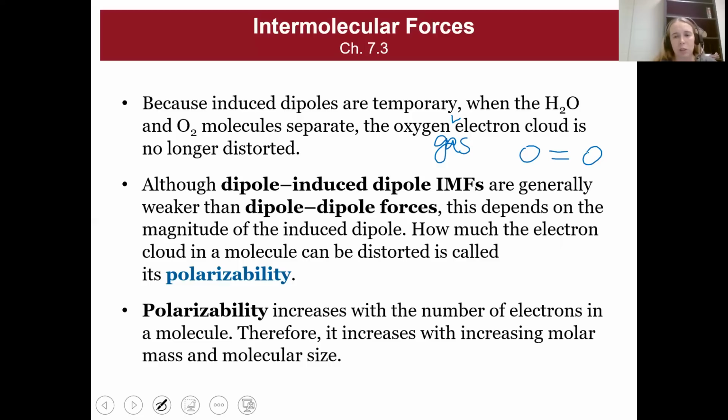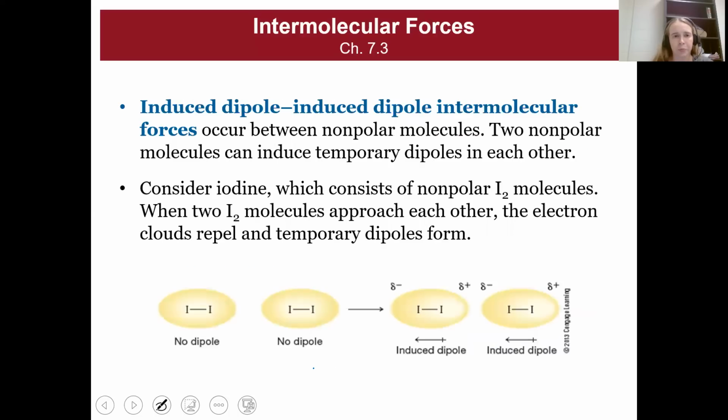Polarizability increases with the number of electrons in a molecule. Therefore, we have increasing molar mass or size. So we're going to relate mass and size here, which is not necessarily always true, but that's what we're going to say for polarizability, is that increasing molar mass and or increasing molecular size results in higher polarizability, more polarizable molecules. All right, so your book didn't really talk about those induced dipole intermolecular forces, but I think those were important to mention to get here.